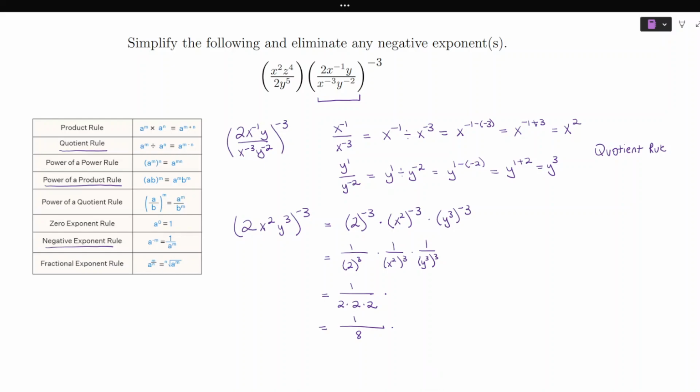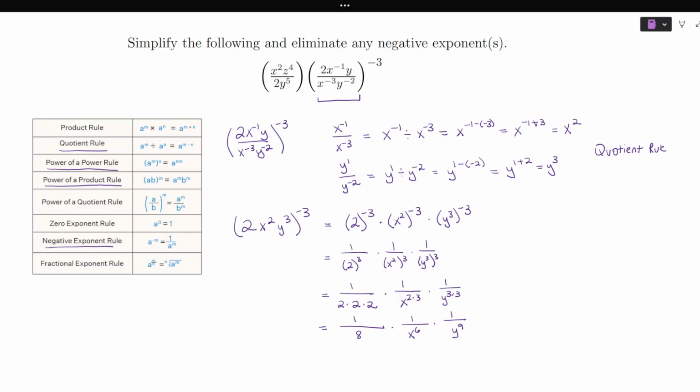Okay, and then for these, I'm going to use this rule, power rule. So I can do 1 over x squared to the third, which is going to be 2 times 3. So x, 2 times 3 is going to be x to the 6th. And then here I'm going to have 1 over y to the 3 times 3, which is going to be 1 over y to the 9.